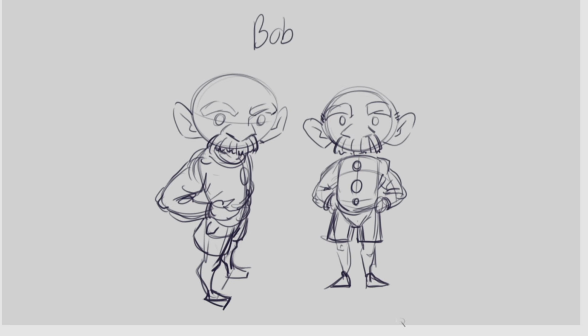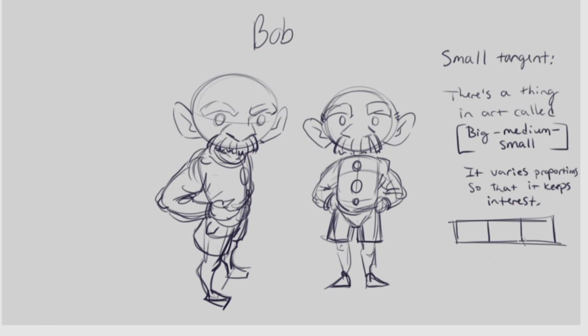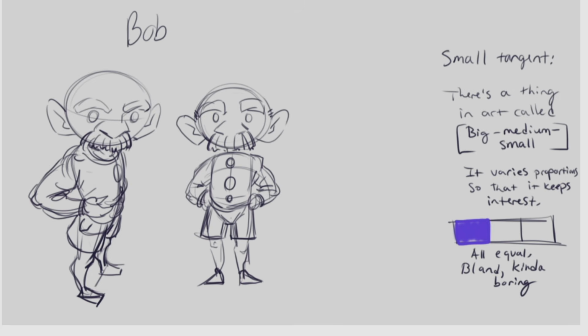Now for my side tangent. I want to talk about an art fundamental called big, medium, small. It varies proportions in a way that's interesting. Like water dripping through an upside-down pyramid or funnel, it directs our focus from big ideas to the details. Take, for example, this rectangle. I'm going to divide it into equal squares. Kind of boring, isn't it?